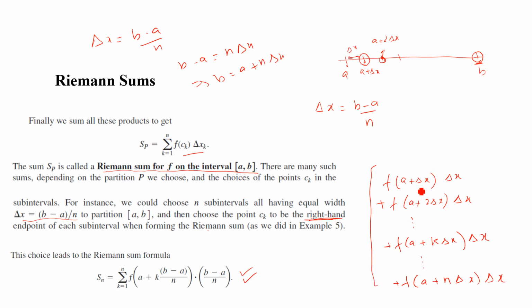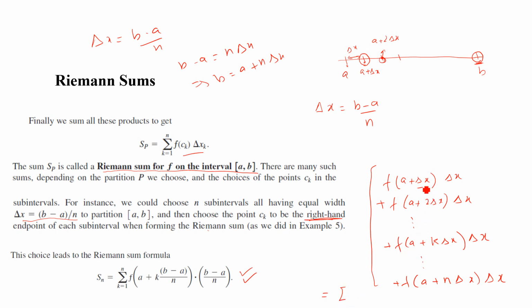Now what is the value of delta x? The value of delta x is (b minus a) over n. So we just replace this delta x by (b minus a) over n to get this formula. Now, let me write in terms of delta x first, and then you will see.